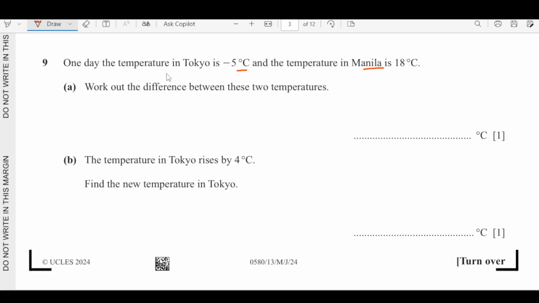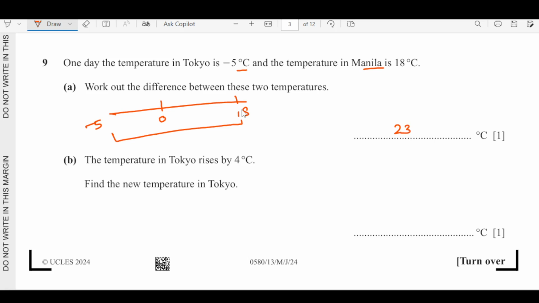Number 9. One day the temperature in Tokyo is negative 5 degrees Celsius and the temperature in Manila is 18 degrees Celsius. Work out the difference. You see, this is our 0 and negative 5 is somewhere here, just a rough one, and here is 18. So the difference is here. Just to make it clear, 18 is this side, 5 is this side, so you are going to add 18 plus 5, which is 23, right?